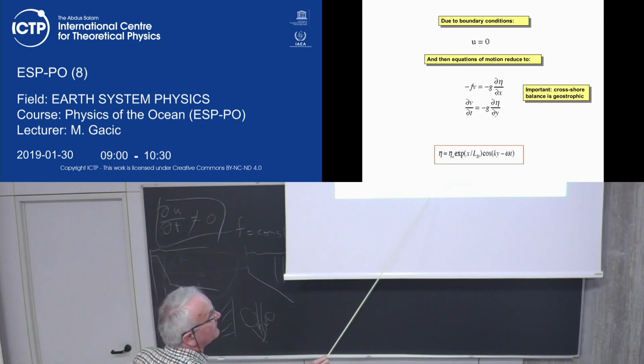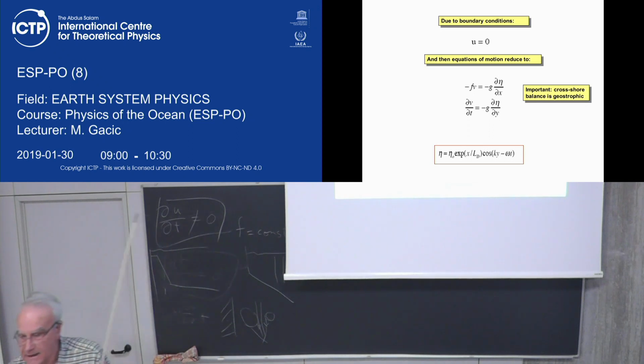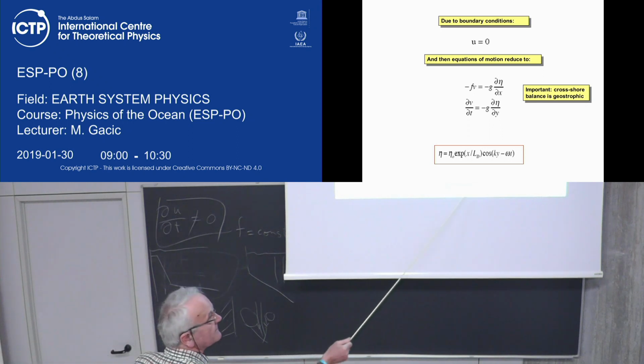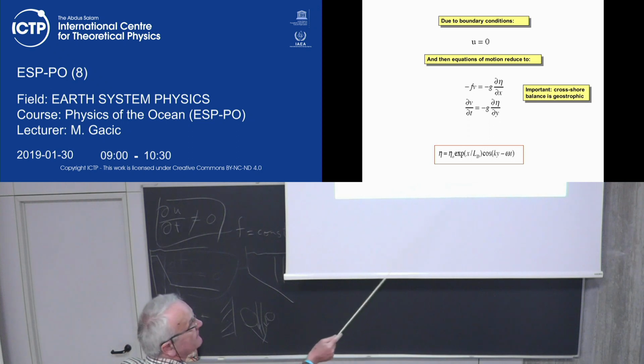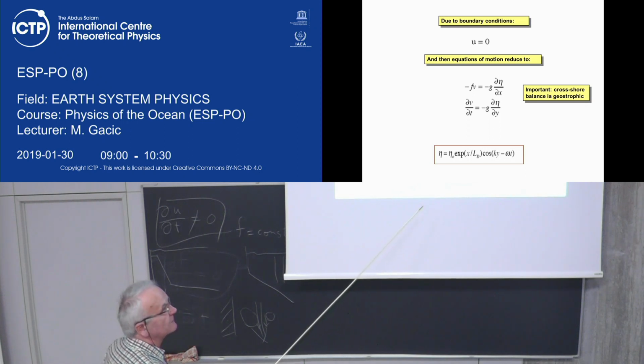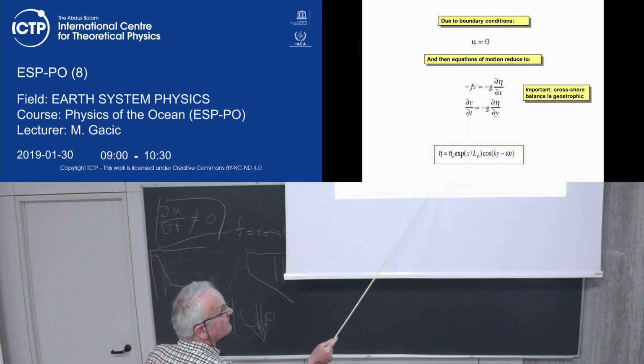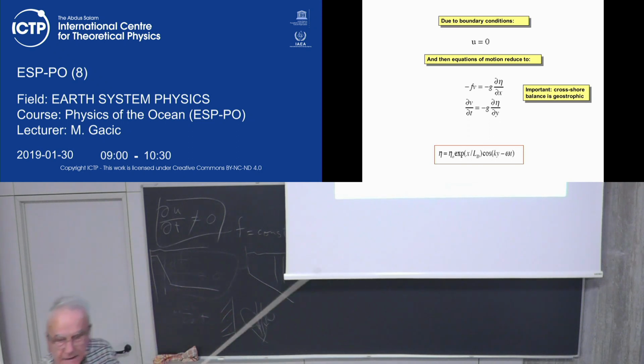Perpendicular to the coast it is exponentially decaying, and then obviously it has this time-dependent cosine function, which satisfies this second component equation. Now this is interesting. We have to find out this L_D, the distance where there is no signal associated with Kelvin waves.